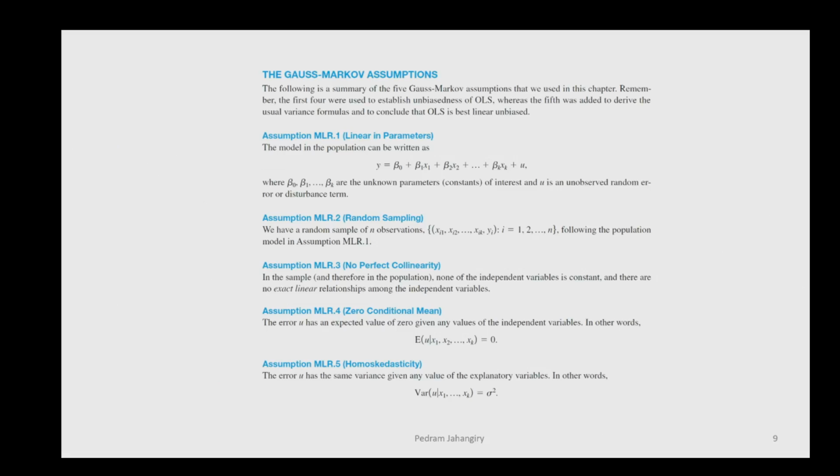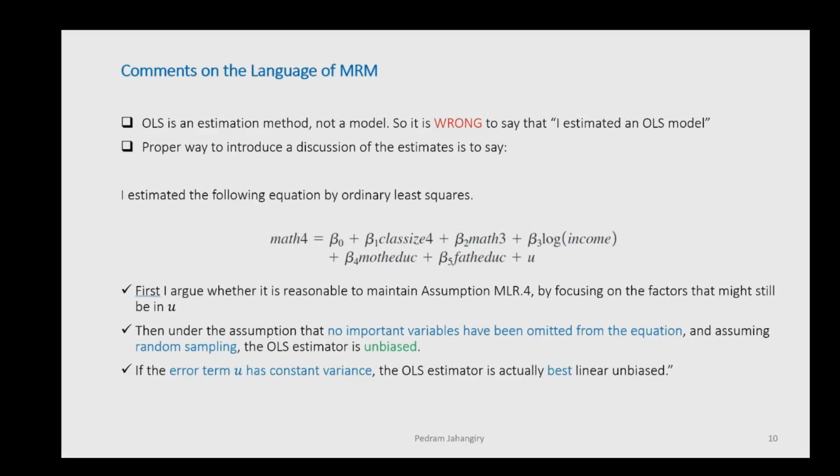All right, so let's sum it up. This is the end of chapter 3. So far, we have 5 assumptions that we already made. What I want you to take away is that with the first 4 assumptions, OLS is unbiased. If I add the 5th assumption, which is homoscedasticity, OLS is BLUE, best linear unbiased estimator. There is a slight section in the text at the end of chapter 3 in the textbook that makes some comments about the language of the multiple regression model.